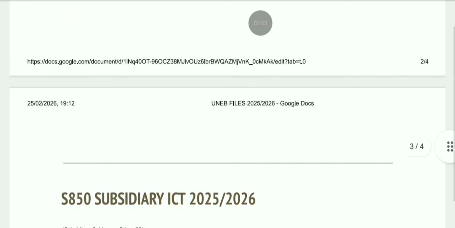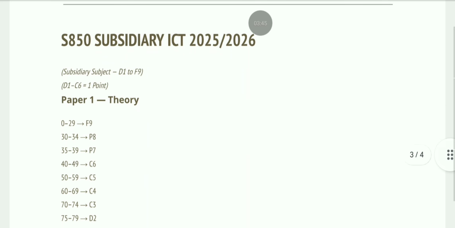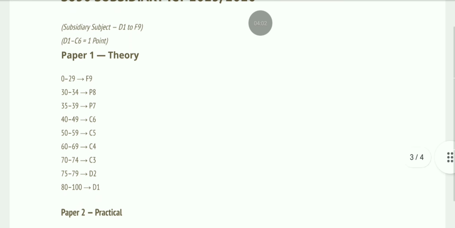Let us go to Subsidiary ICT. It had 3 papers, paper 1, paper 2 and paper 3. Paper 2 and paper 3 are practicals, but for those who were in big numbers, some were shifted to paper 3. Now this was the grading.